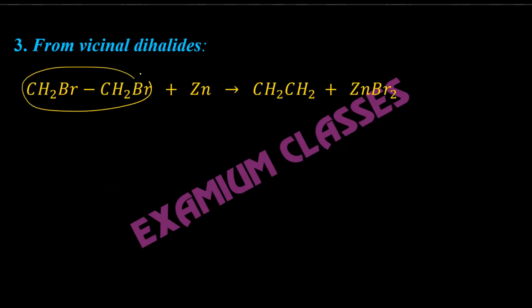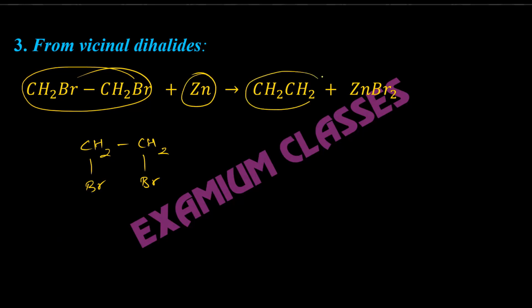So this will be something like this. You have CH2, CH2, and here you have bromine, here you have bromine. If it is ethane, then it will be like this, CH3, CH3. One hydrogen is replaced on each by bromine. So that's why it is now a vicinal dihalide. When vicinal dihalides are reacted with zinc, they will produce alkenes. So this CH2, CH2 will produce CH2 double bond CH2, which is an alkene.